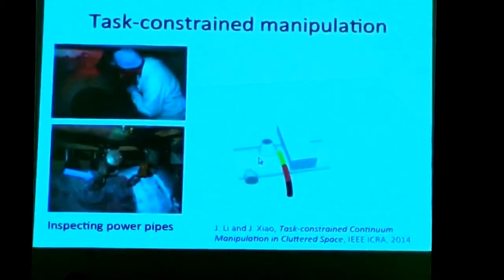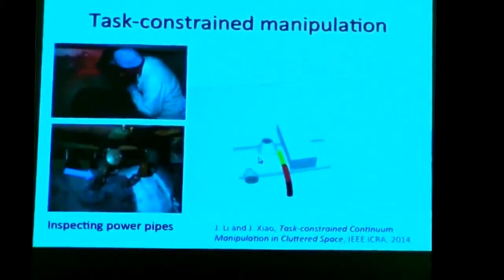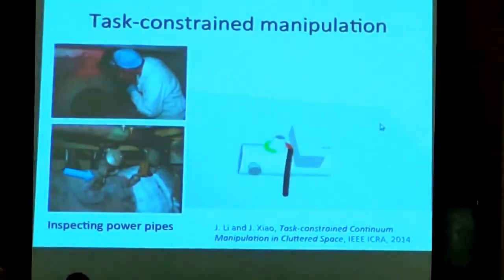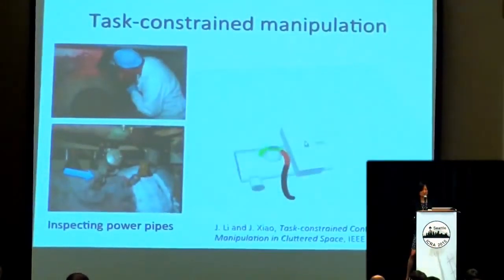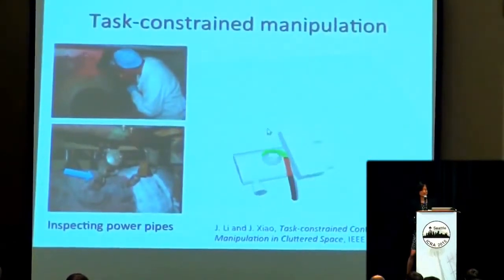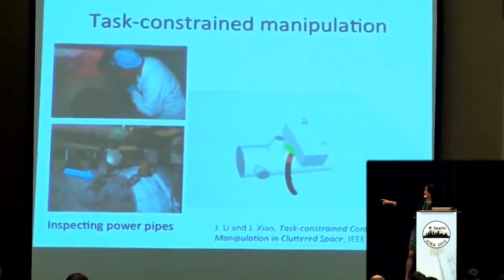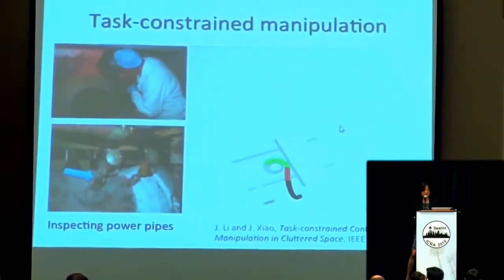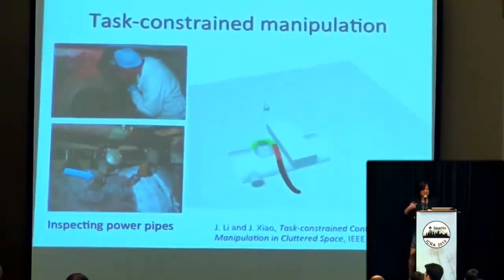Next, we also considered task constraint manipulation, inspired by the applications of inspecting difficult structures in cluttered or hazardous environments, such as in a nuclear power plant. Here is a simulation inspired by the real situation of inspecting this pipe the arrow points to. And in this kind of situation, a continuum arm works better than an articulated arm.